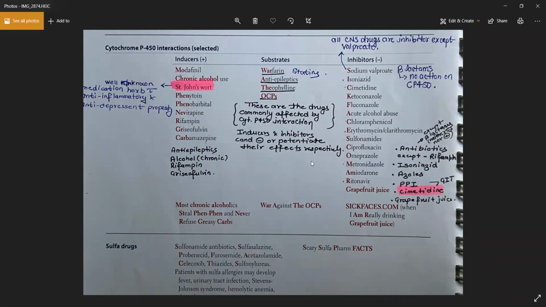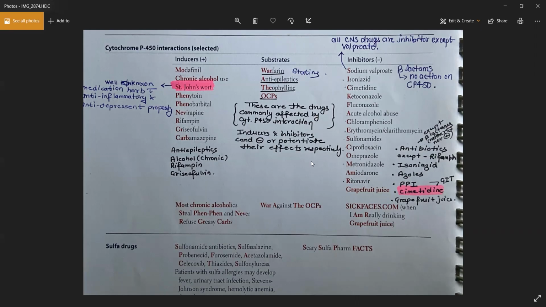Okay, any doubt on these cytochrome P450 interactions? Yeah, I have a question. Please ask. You said all CNS drugs are inhibitors except valproate. But under the inhibitors, you put valproate as number 1.